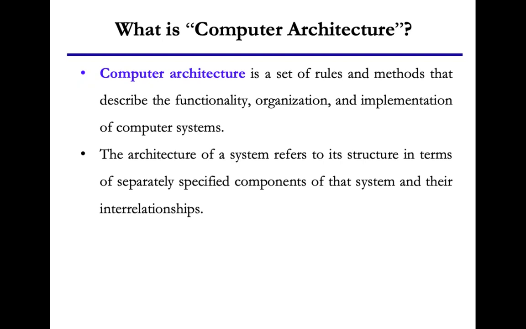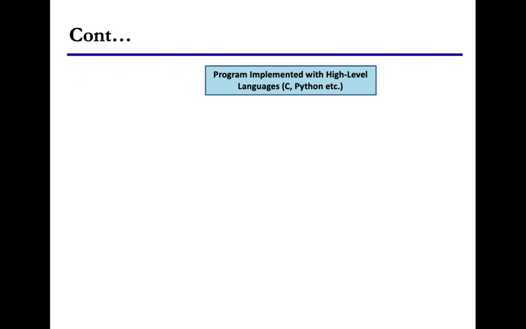The architecture of a system refers to its structure in terms of separately specified components of that system and their interrelationships. So, what are those? The architecture's structure. You can see first of all a typical application, such as a word processor or a large database system, may consist of millions of lines of code and rely on sophisticated software libraries that implement complex functions in support of the applications.